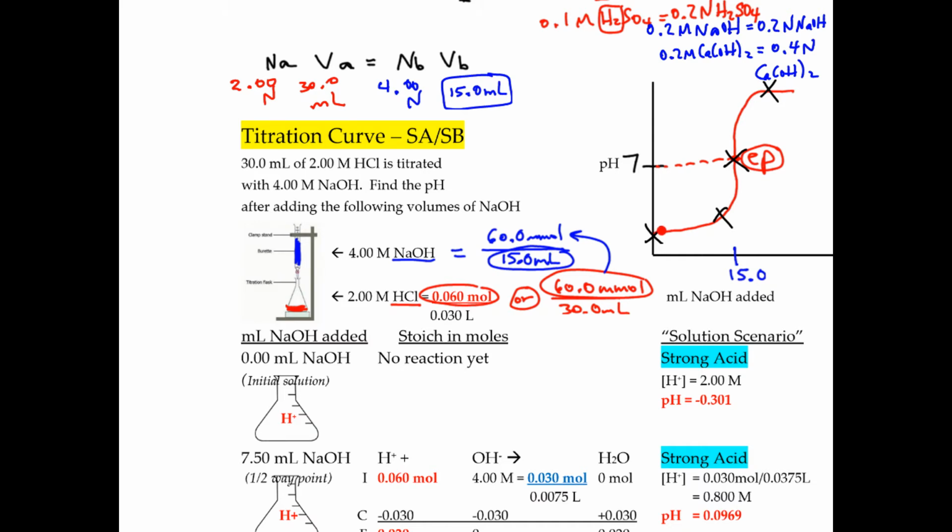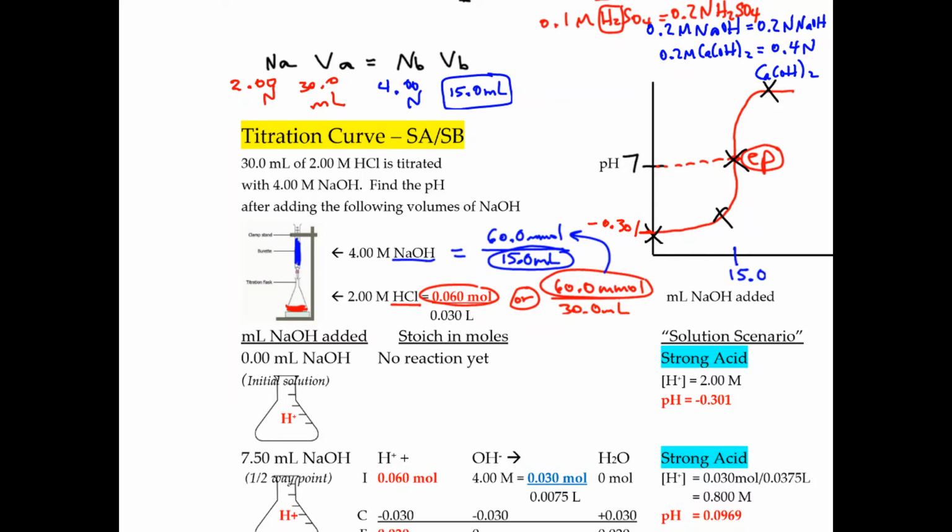Let's take the initial. Here's the initial. So if I tell you you have 30 milliliters of a 2 molar HCl, what's the pH? You just say, oh, it's a strong acid. So I do moles over liters, which is still 2 molar, and I take the negative log, I get negative 0.301. So that pH is going to be negative 0.301 right here. Negative 0.301.